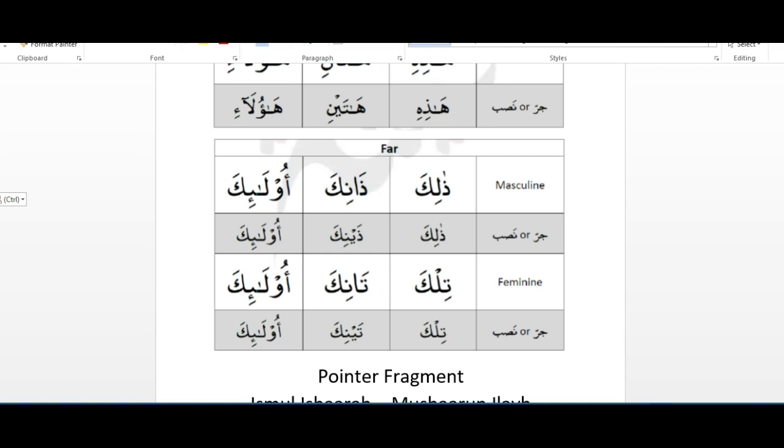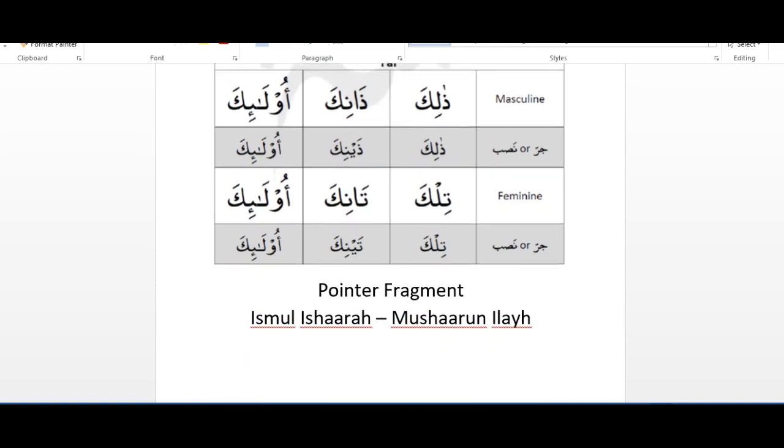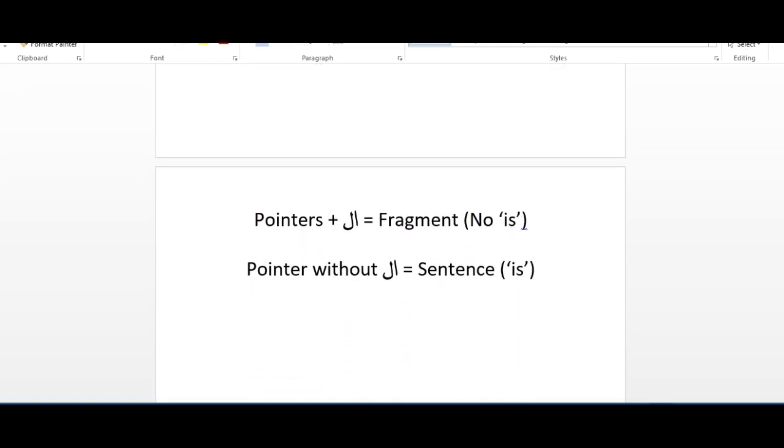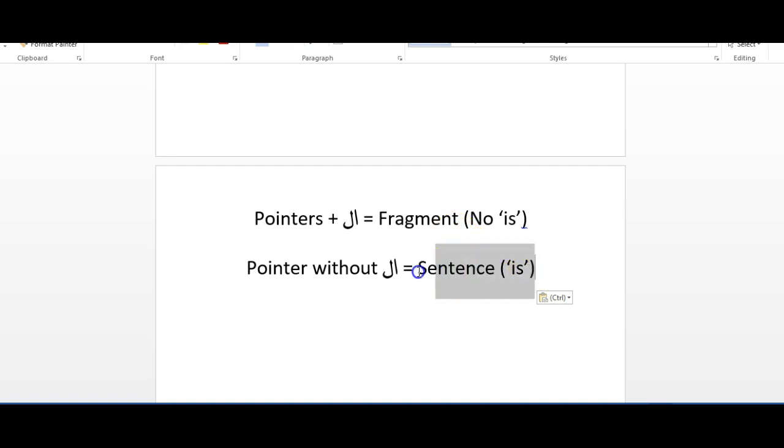So going back to the first point that I mentioned in regards to pointers being used as fragments or sentences. When is it used as a fragment? When is it used as a sentence? It's a very, very simple rule. If you see a pointer like hada, and immediately after it you have a word that has an alif lam on it, that immediately will tell you that it's a fragment. And if it's a fragment, then you can't have the word is. For example, if I say that book, that's a fragment, it's not a complete sentence. If I say that is a book, then that becomes a sentence. If I add the word is, it becomes a sentence. So pointers plus al equals fragment, and therefore no is.